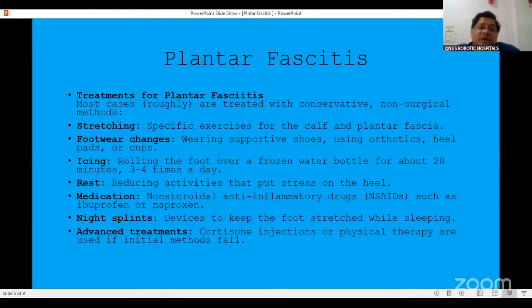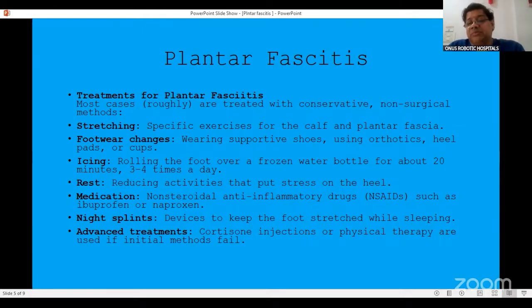Next is treatment for plantar fasciitis. What is our main treatment? The most important treatment method is conservative only. We give medication, then some rest, and then some orthotics which will offload your heel. Whenever there is pressure over the heel or a very hard shoe, we give some soft gel foam so that you will not have pain from the pressure over the heel.